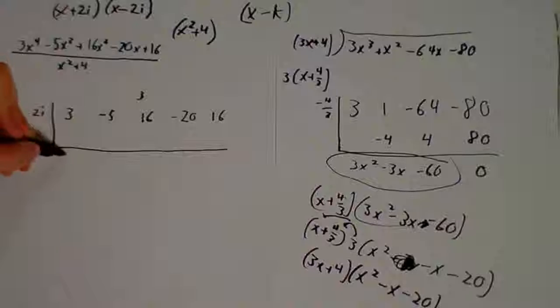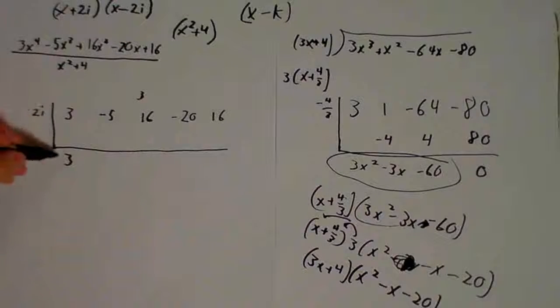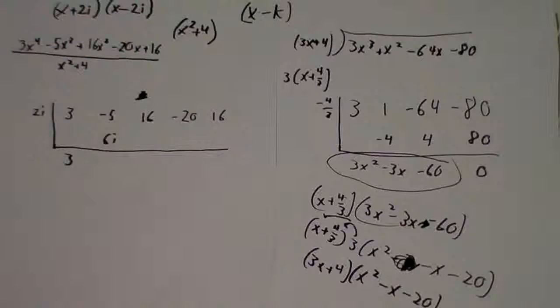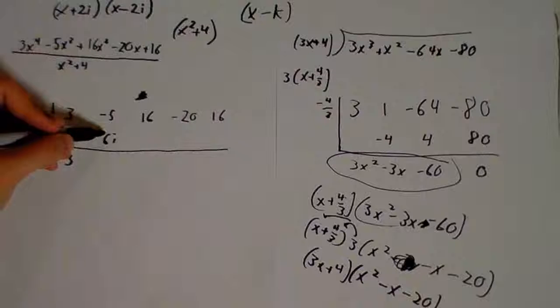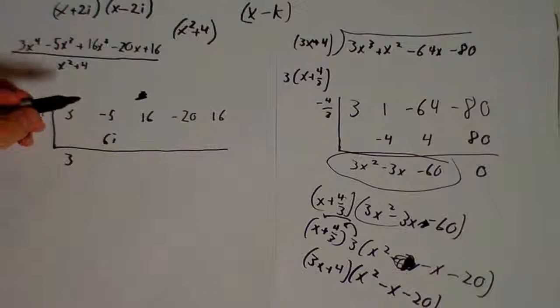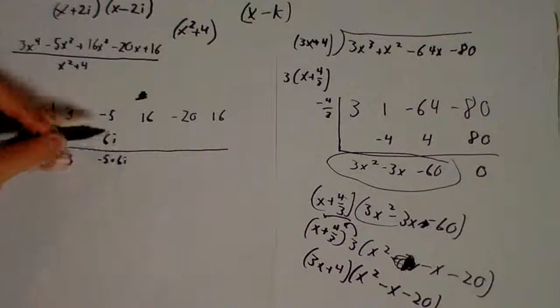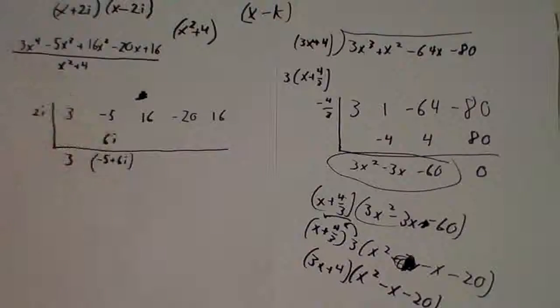Alright, let's boogie. Bring down the 3. 3 times 2i is 6i. And here's our first hitch we run into. This 3 isn't anything, by the way. Okay, negative 5 plus 6i is what? Well, it's negative 5 plus 6i. It's a complex number, and that's going to be one of our coefficients.